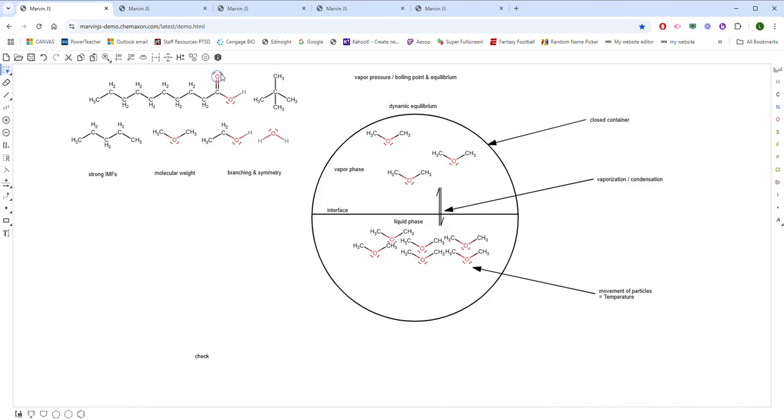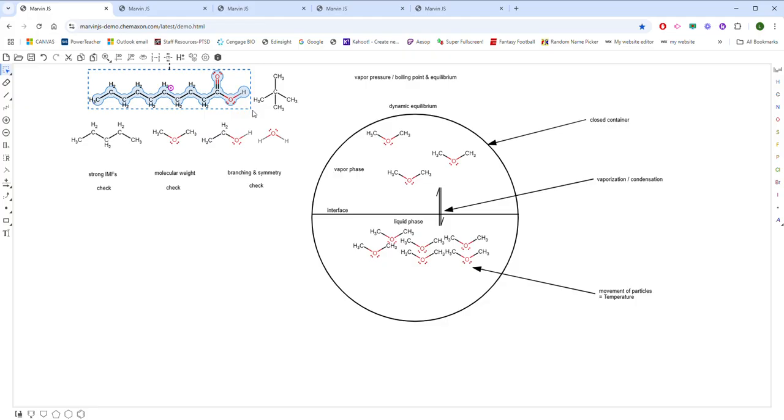And this oxygen would be able to attract another hydrogen. So this one, it's going to have strong intermolecular forces. Check. It's also going to have a high molecular weight. Check. That happens here. Is it branched or could it have symmetry? Well, I'm going to say check first, and I'm going to show you why that would be.